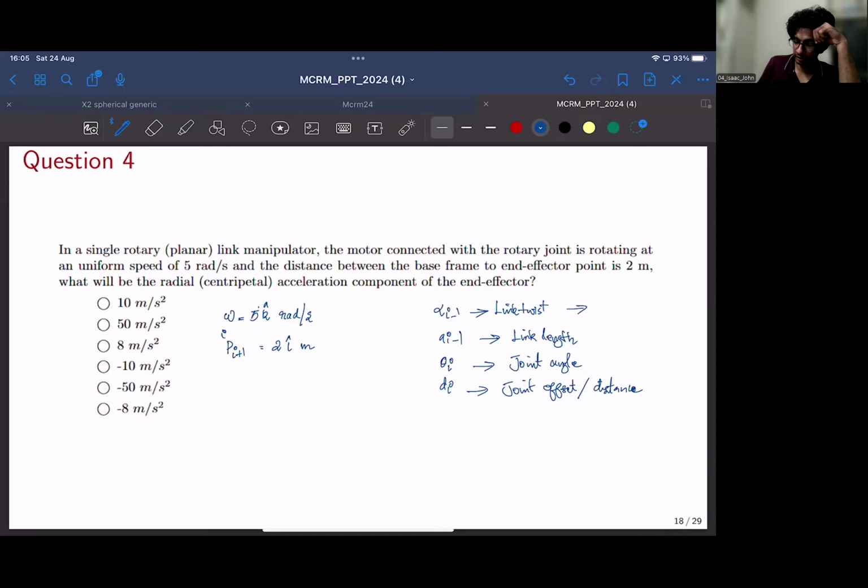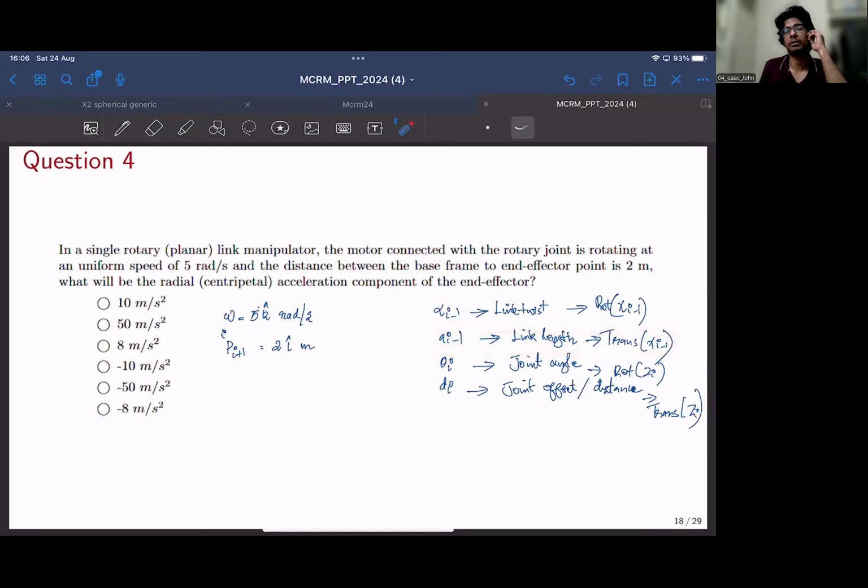And if you know what these are, this is nothing but rotation about x i minus 1. This is translation about x i minus 1. This is rotation about z i. This is translation about z i. And we define all the link lengths with respect to the x-axis, that is, the x-axis of the current frame of that specific link. That is why I have used this i here.